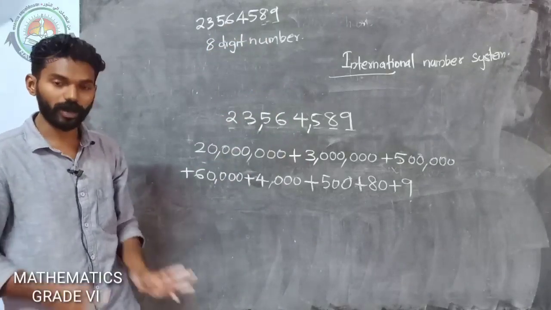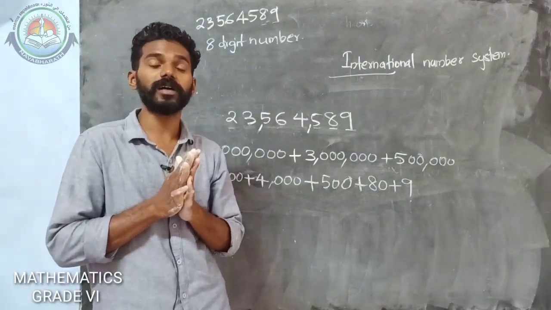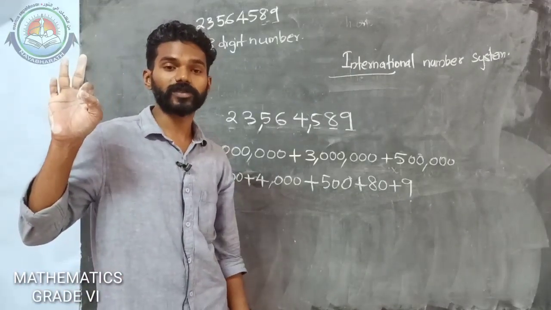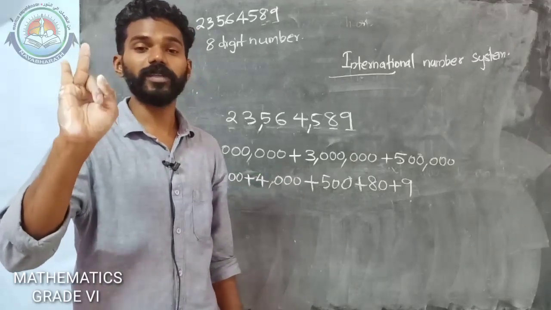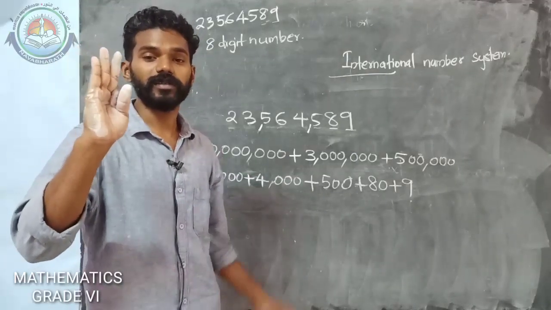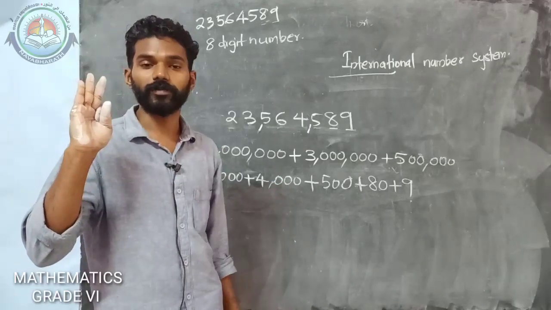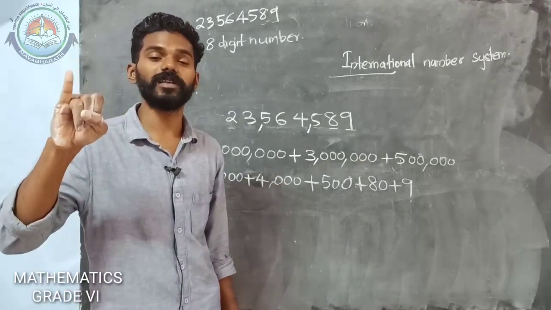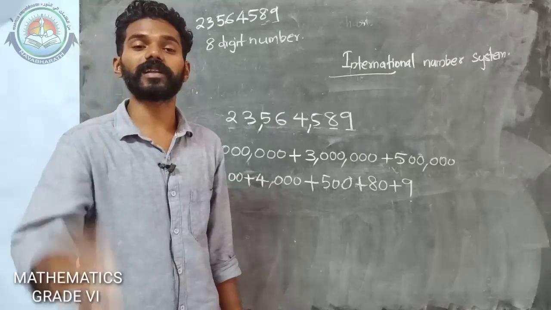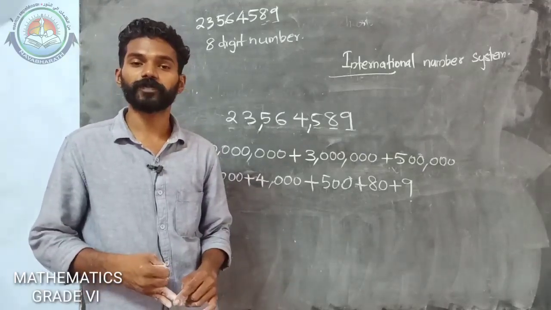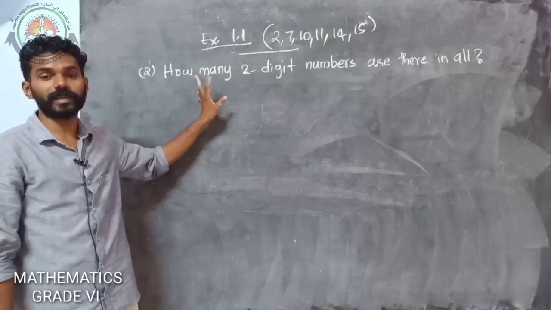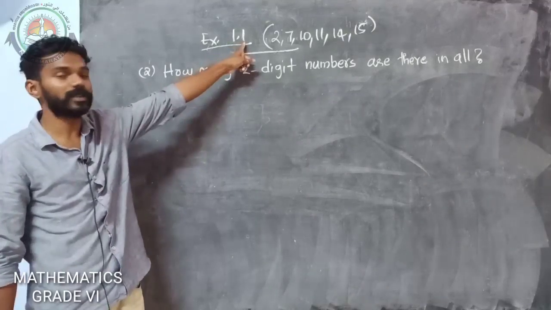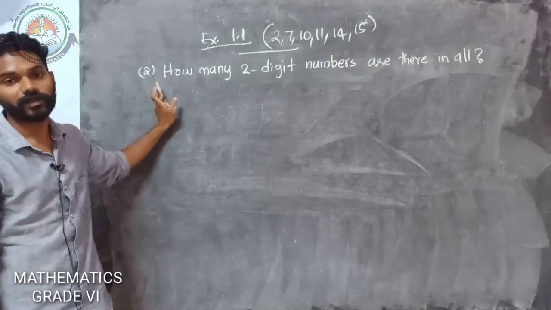So I hope you are clear about the 3 different forms: expressing in standard form, writing the name in words, and the third one, the expanded form, in both number systems, the Indian number system and the international number system. Listen here, there is a question in your exercise 1.1. The second question, what is it?